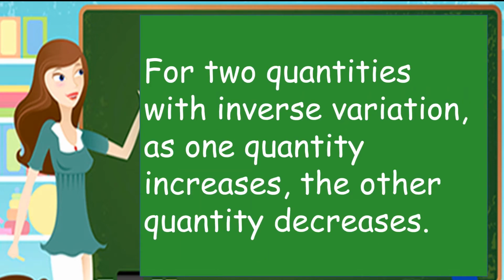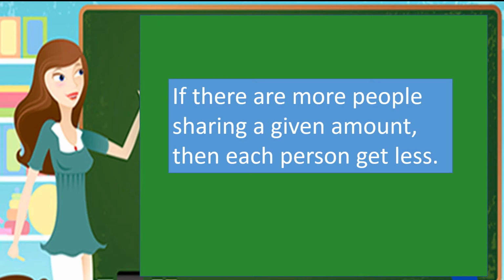So for two quantities with inverse variation, as one quantity increases, the other quantity decreases. So opposite sila. Kung yung isa ay tumataas ang value, yun namang isang quantity ay bumababa. So yun ang palatandaan natin na ang given natin ay inverse variation. So let us identify if this given situation is an example of inverse variation or not.